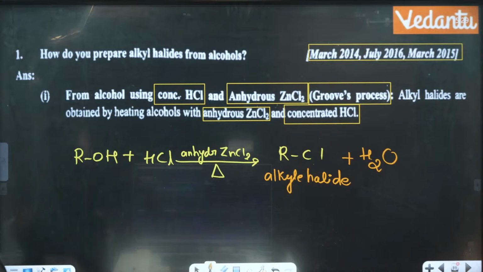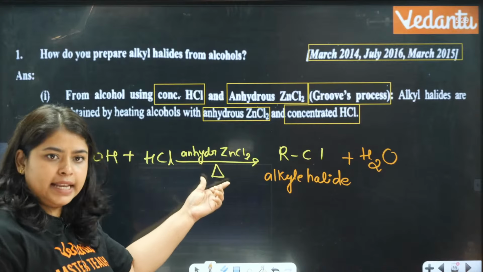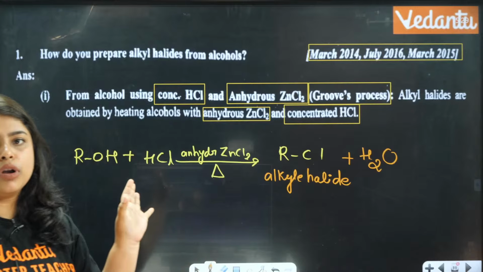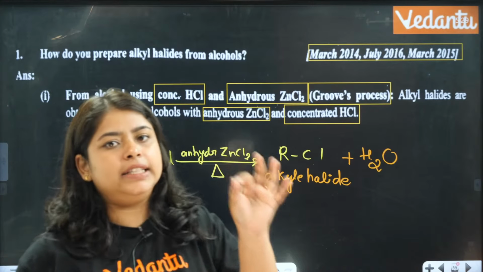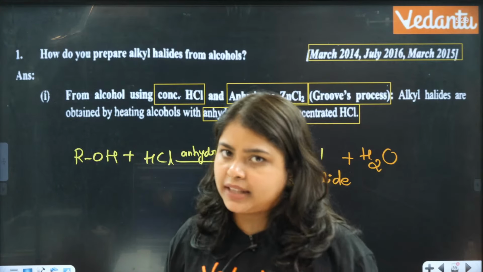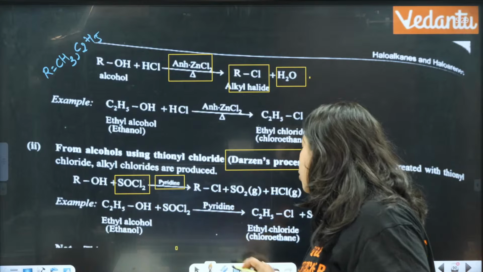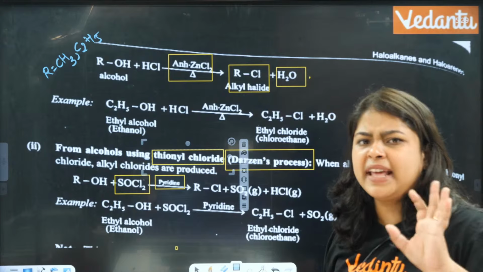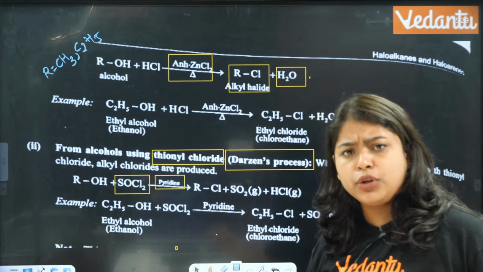See, ROH, HCl, anhydrous ZnCl2. By heating it, we are going to get RCl, that is also called an alkyl halide. Means with the help of alcohol, we are forming alkyl halides as a product. Similarly, another question comes: from alcohols by using thionyl chloride. Okay, using thionyl chloride, remember pyridine. Pyridine is what we need to use.